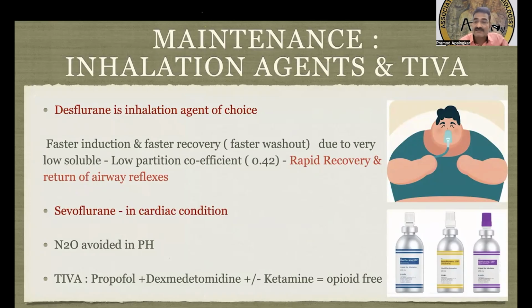But if there is a cardiac condition, for example diastolic dysfunction grade 3, in that situation CO2 is preferred and nitrous oxide is not used. Even TIVA is preferred, but it should be opioid free as much as possible.